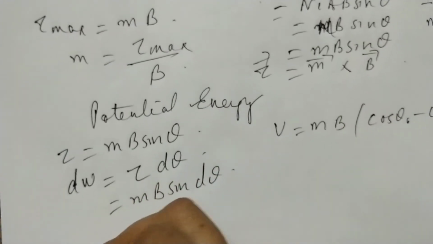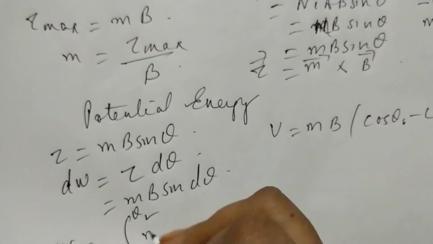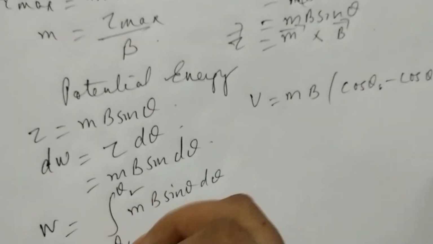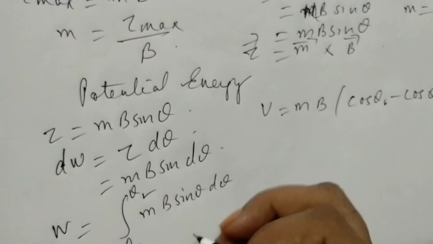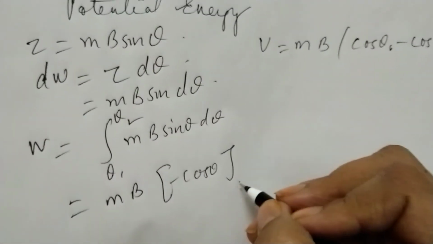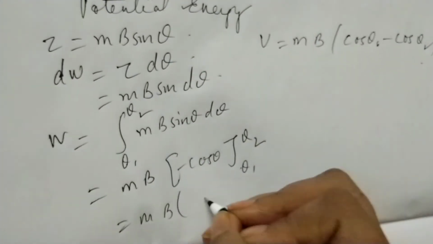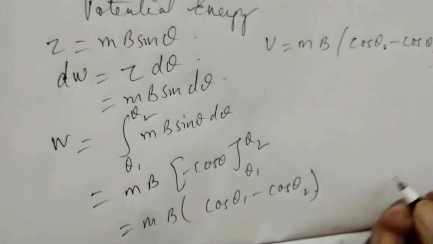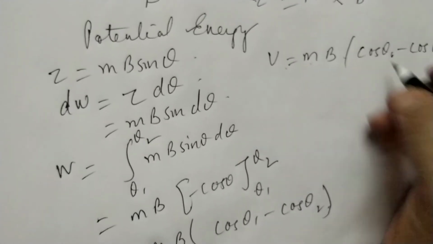Now if we want to find the total work done, it is the integral from theta 1 to theta 2 of m B sin theta d theta. So this becomes equal to m B, and if you calculate, the integral of sin theta is minus cos theta, from theta 1 to theta 2. So this is m B cos theta 1 minus cos theta 2, and finally we can write U equals m B cos theta 1 minus cos theta 2.